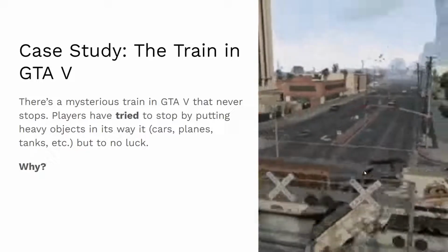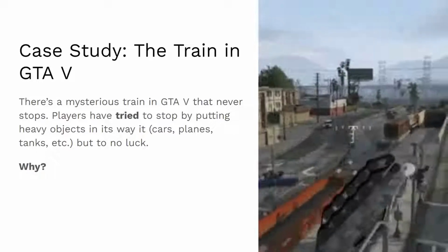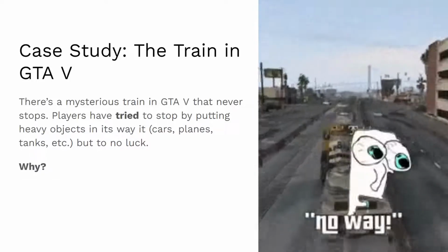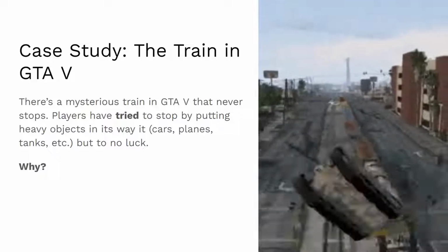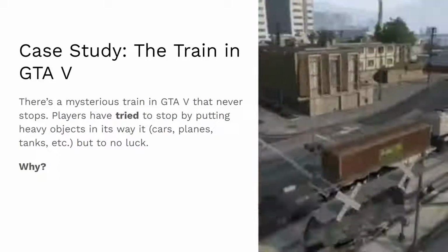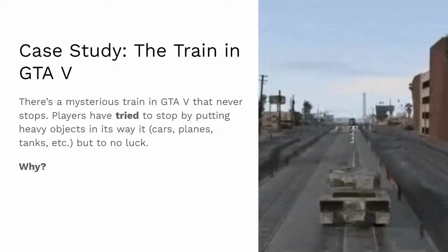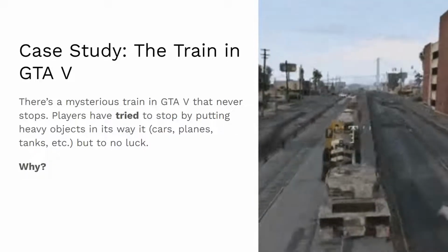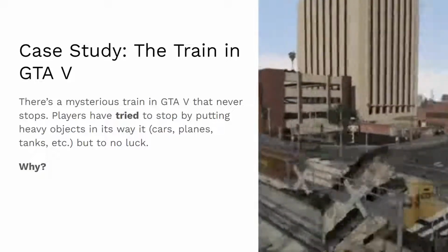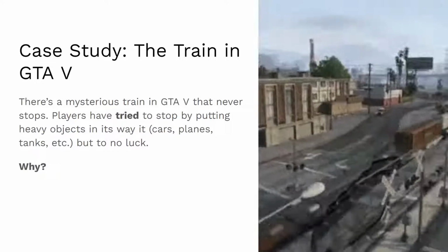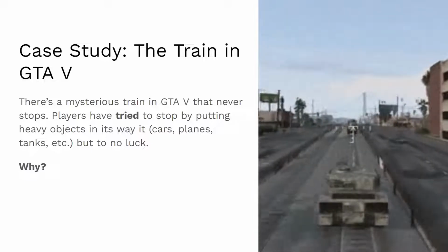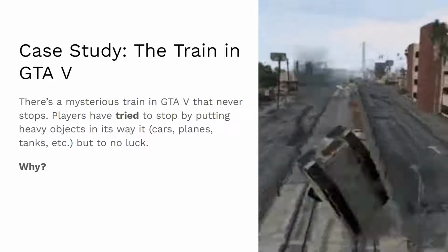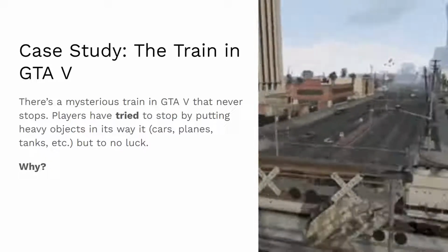And finally, we have case 3 about the train in Grand Theft Auto 5. If you have not played or heard of this infamous train, there is a mysterious train in Grand Theft Auto 5 that never stops. A lot of players have tried to stop it by putting heavy dynamic objects in its way on the rail, like cars, planes. In this case, you can see a tank, but the train just keeps going.